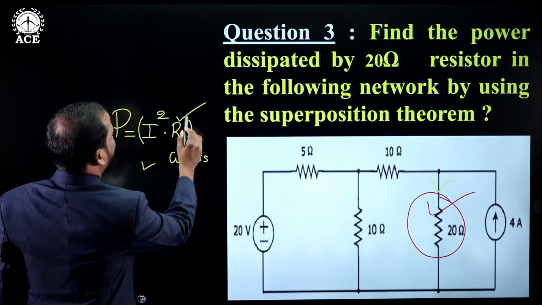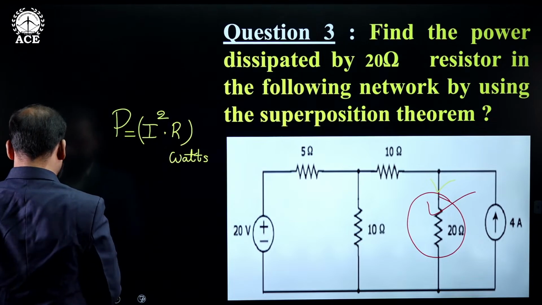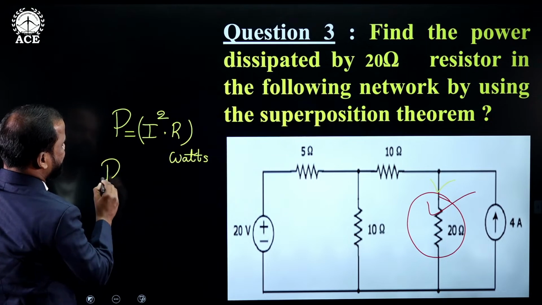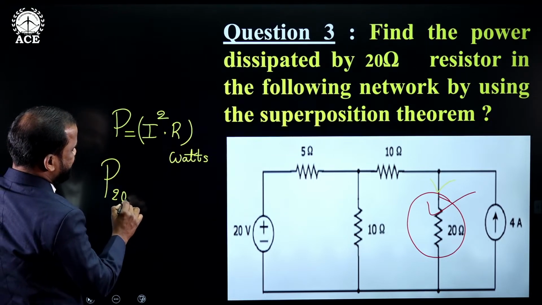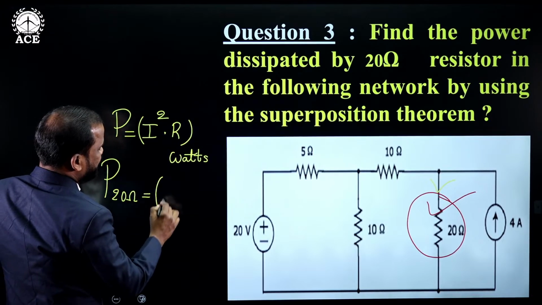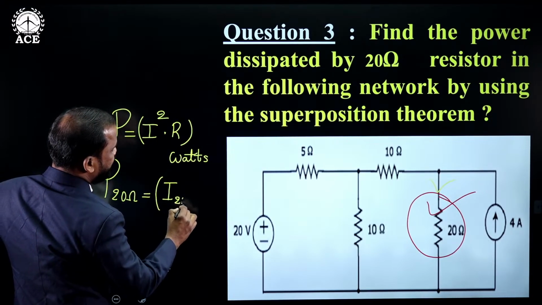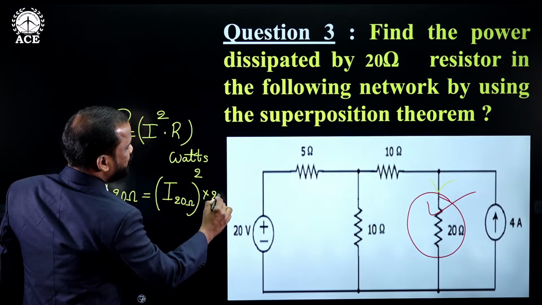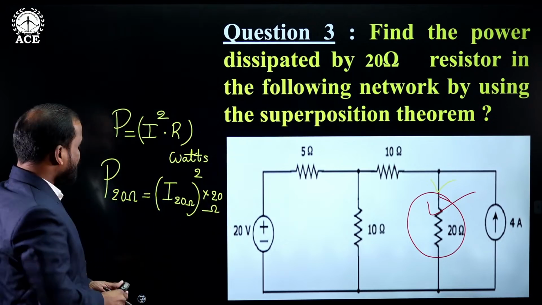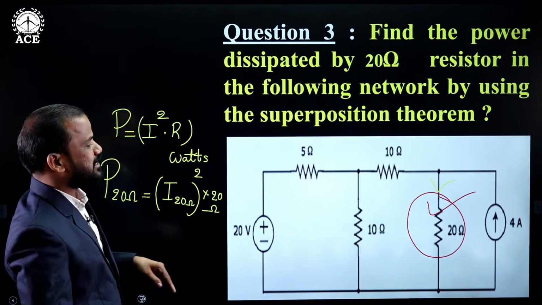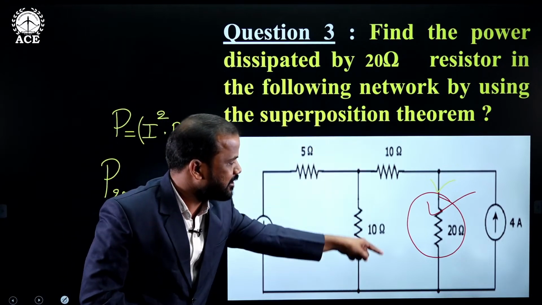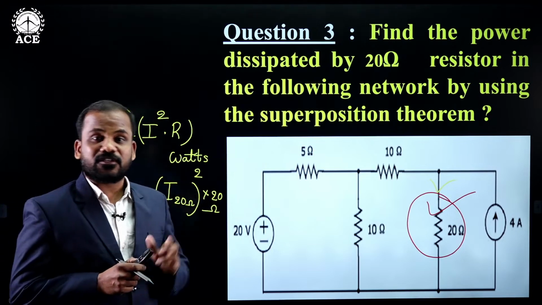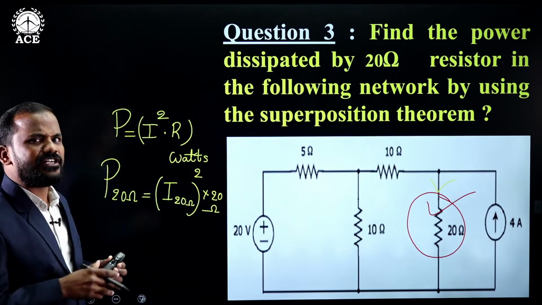So what I am going to write here is the expression for the power dissipated by the 20 ohm resistor: P suffix 20 ohms is equal to the current flowing through 20 ohms, squared, into the value of 20 ohms. Now I need to use this formula for finding the power dissipated by that particular 20 ohm resistor. Clear?